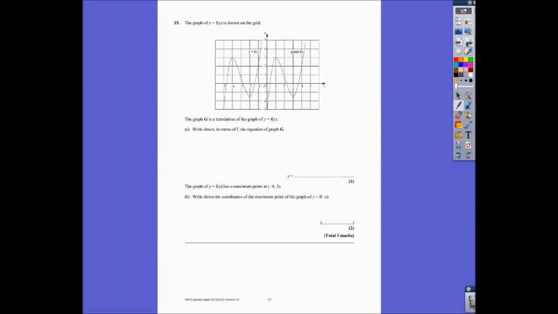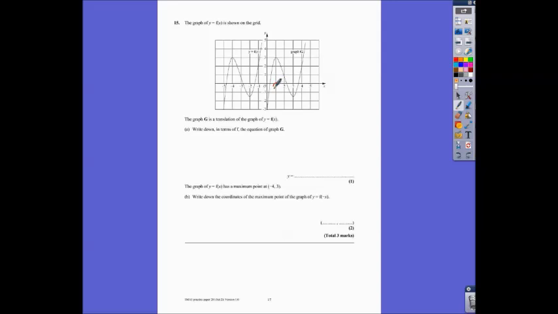Question 15, it says the graph of y equals f of x is shown on the grid. The graph G is a translation, so translation means it just moves left or right or up or down, of the graph y equals f of x. Write down, in terms of f, the equation of G. So basically, if we look at this point here, it's just gone 1, 2, 3, 4. It's moved 5 to the right.